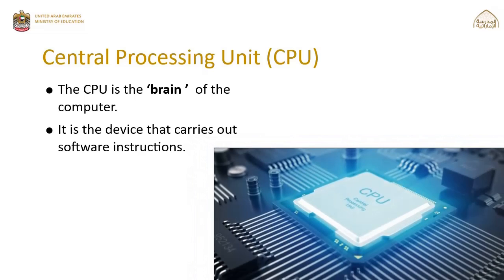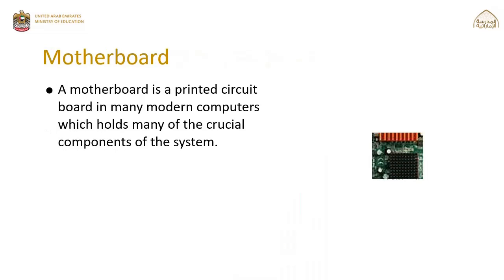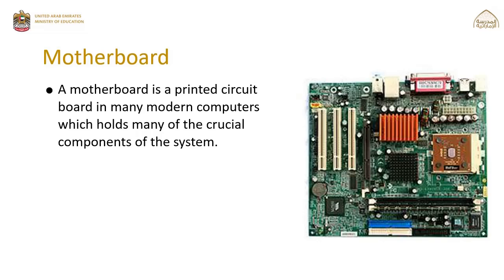All right, now I will explain a little more about this hardware. You can see on the screen it's a CPU. CPU stands for Central Processing Unit, and the CPU is the brain of the computer. It is the device that carries out software instructions. This is a motherboard. A motherboard is a printed circuit board in many modern computers, which holds many of the crucial components of the system.